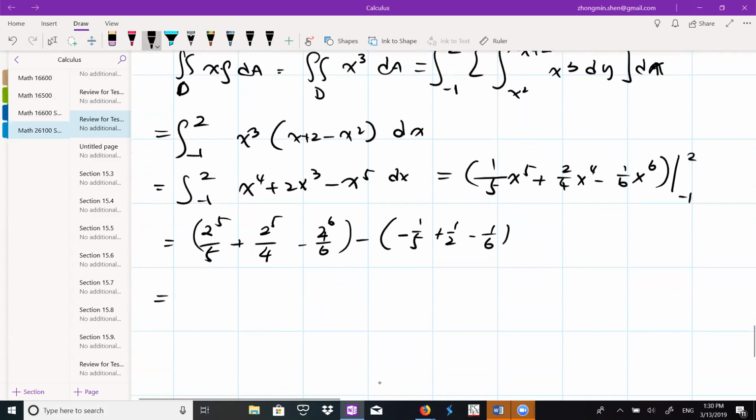And I can take 2 to the fifth out. So I get 1 over 5 plus 1 over 4 minus 2 over 6. 2 over 6 is 1 over 3. Okay. So 12, 3 minus 4, negative 1. So 60, 12 minus 5. 12 minus 5 is going to be 7. So 7 times 2 to the fifth over 60.